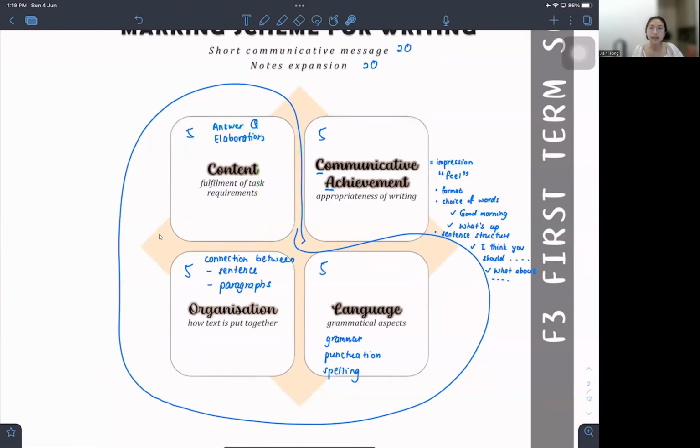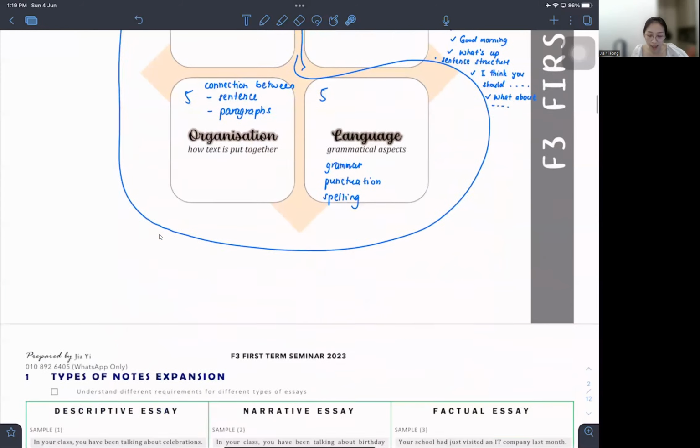So they are interrelated. Okay, so now that you know, let's look at your long essay.